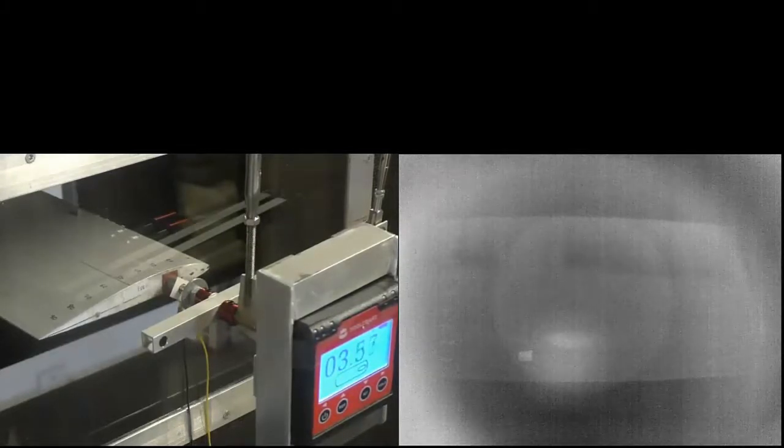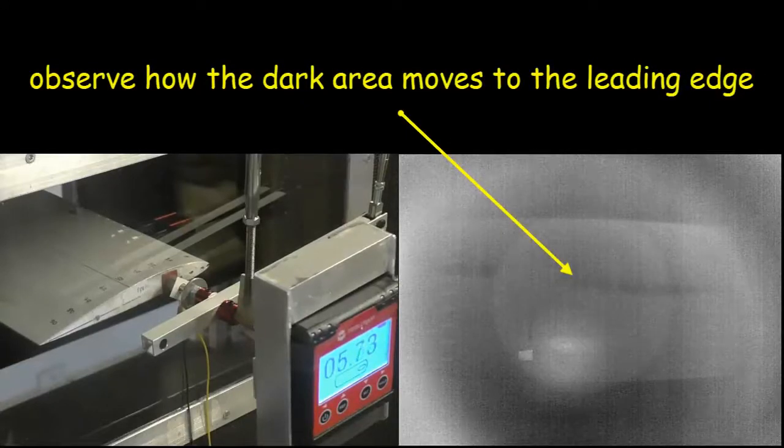But since this channel is about infrared or thermal imaging, let's stick to the infrared images only and have a closer look onto them. As mentioned before, from the infrared images, one tries to extract the transition location. There's one important note to make. The laminar turbulent transition is a process which cannot be pinpointed to a single location. It rather starts at some point and develops over a region.